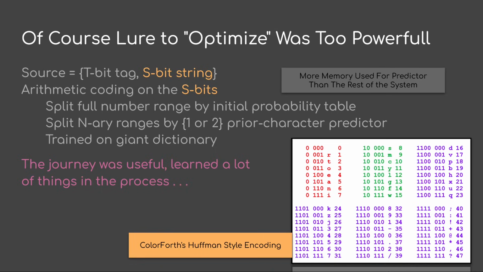And of course, you're going to have to use lookup tables. And of course, the memory used for the predictor is going to be greater than the rest of this whole system combined. And yeah, it worked. It provided some very interesting stuff. You could put a number in and it would basically BS you a string out, which was pretty cool. This journey I think was useful. I learned a lot of things in the process, like where to optimize and where not to optimize.